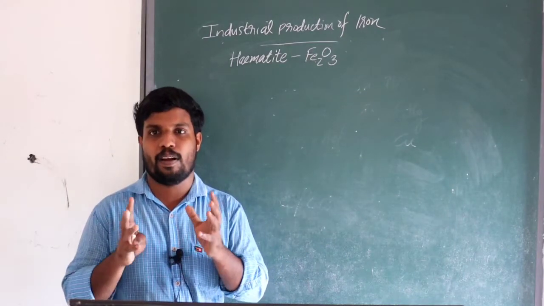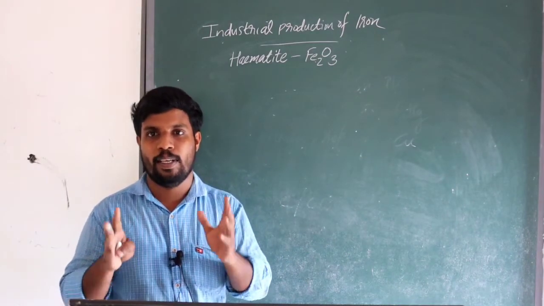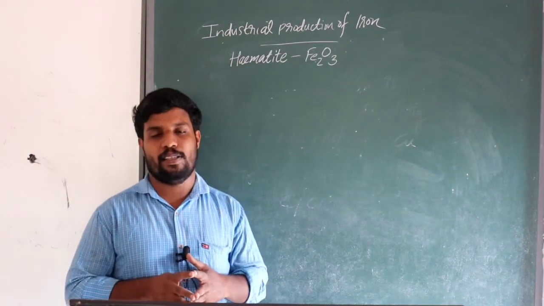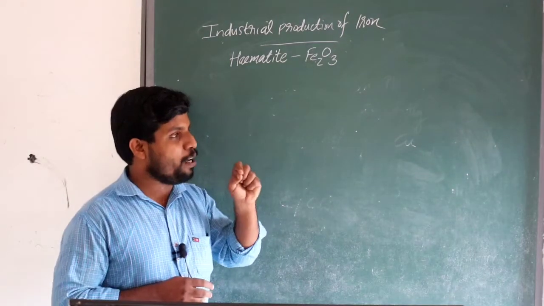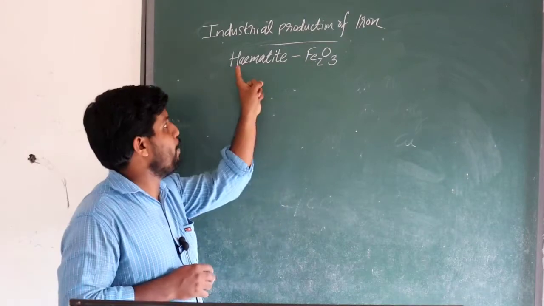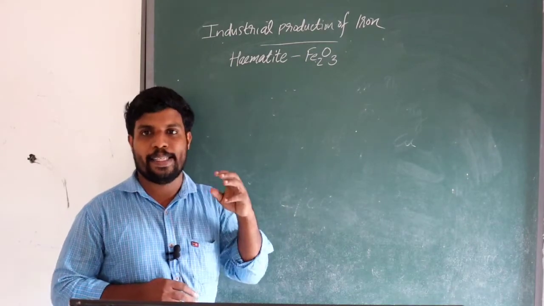It resembles gold, but it is not exactly gold. It is iron pyrite, that is its name. Okay, so the main ore of iron is hematite.